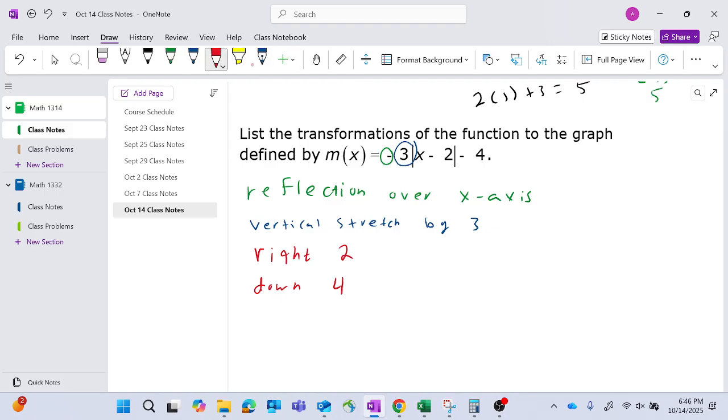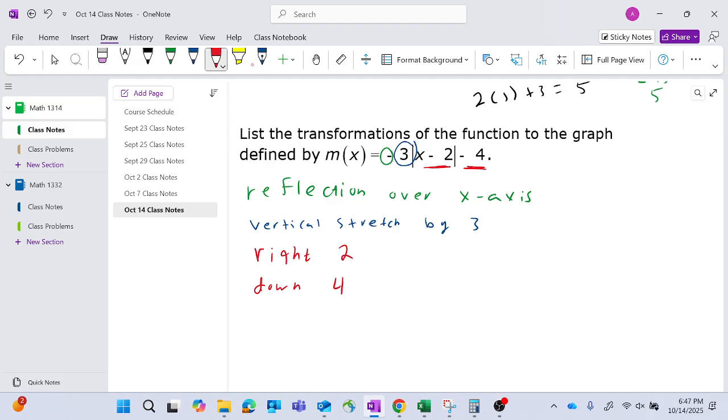And then you have the -2. Because that -2 is right with the x, anything with the x directly is going to do the opposite of what you expect. So you'd think you'd be subtracting 2, but you're really adding 2 to the x's. That's why you're going right 2. And then the minus 4 is away from the x, outside the absolute value bars. Because of that, it will work normally. It's your k value, which does everything up and down. So it's down 4. Any other questions, guys? Are we okay?